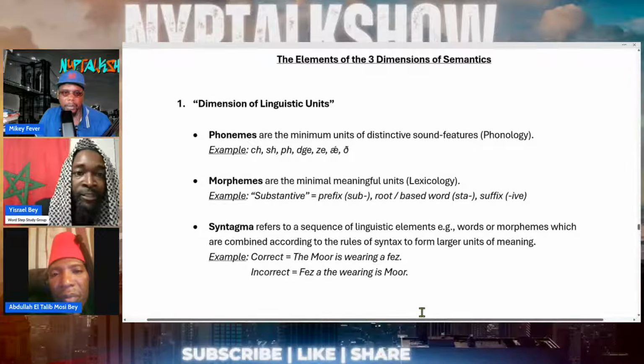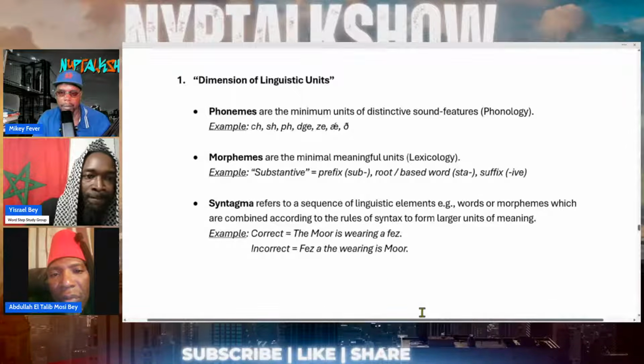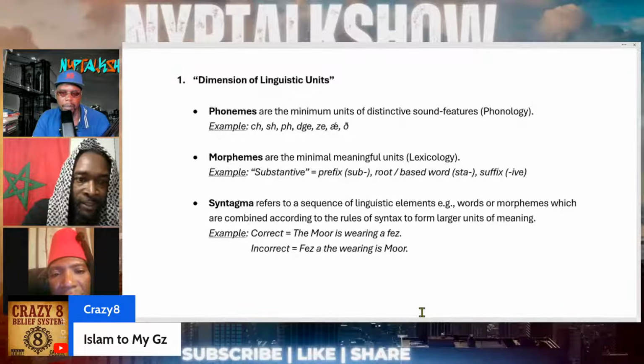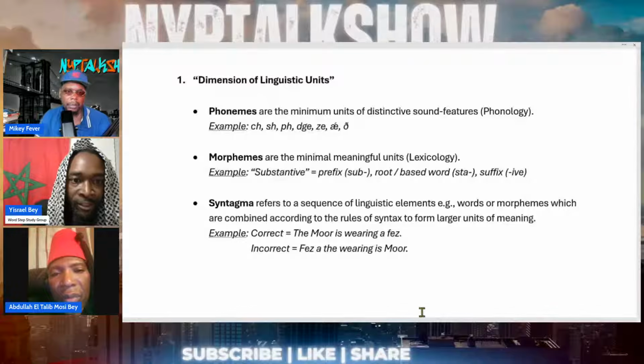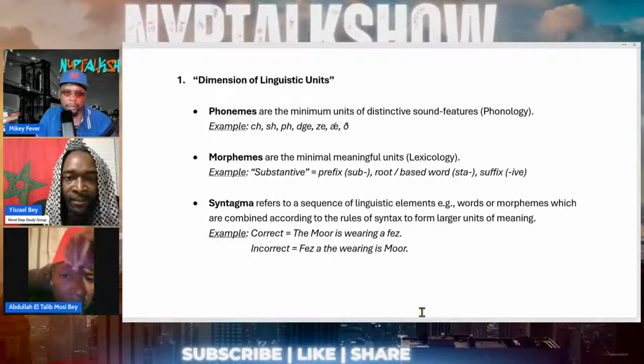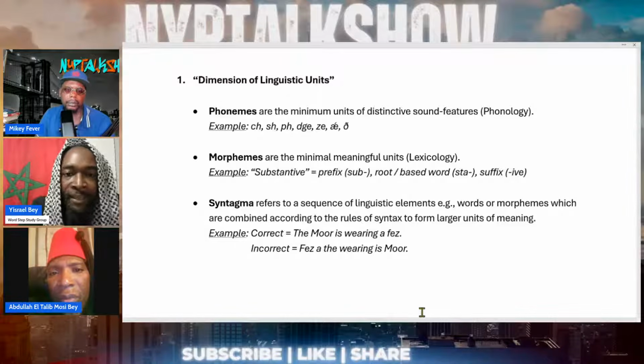The elements of the three dimensions of semantics. So the dimension of linguistic units: phonemes, morphemes, and syntagma. Phonemes are the minimum units of distinctive sound features. Phonology. Example: CH, SH, PH, DJ, J, ZE, AE, the sound A, and the F.